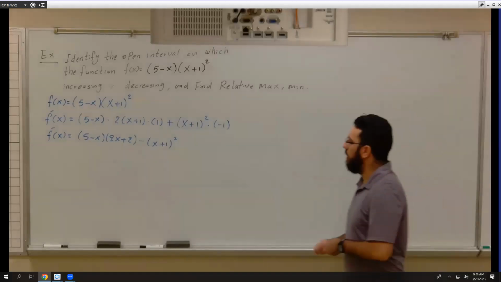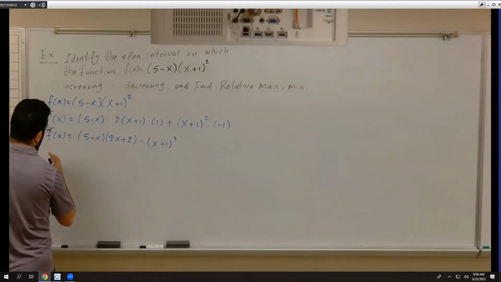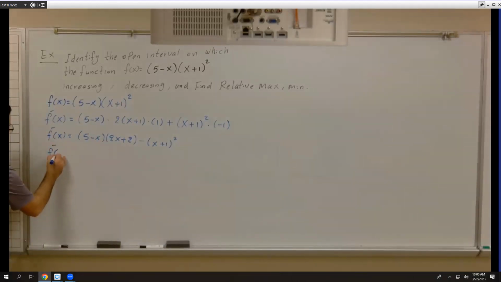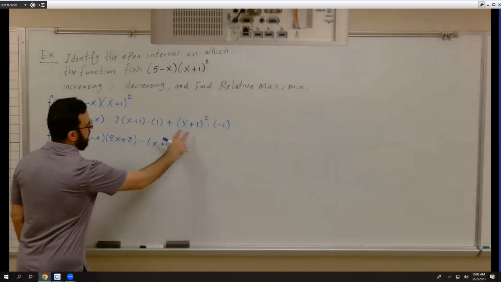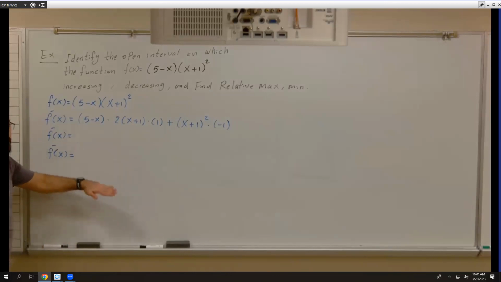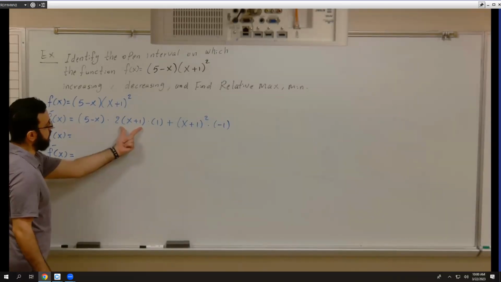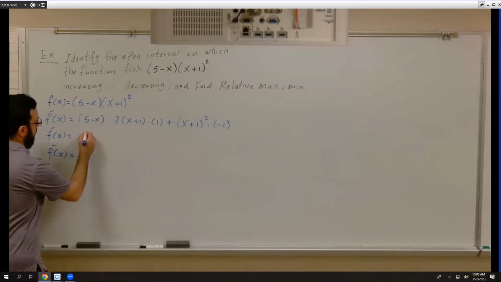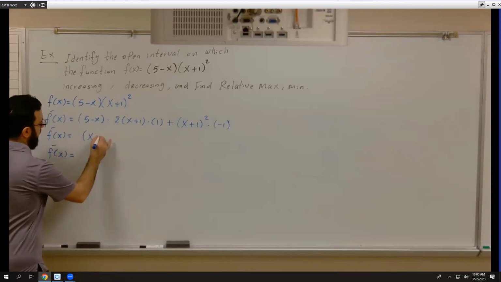So I'm going to FOIL this side. So f prime of x is going to be equal. Before, if you're not FOILing, I'm taking the common from these two terms. If I FOIL it, I need to go back and factor it to find the critical number. So it's already factored. I'm going to take x plus 1 as a common.